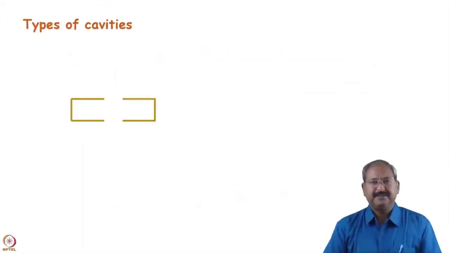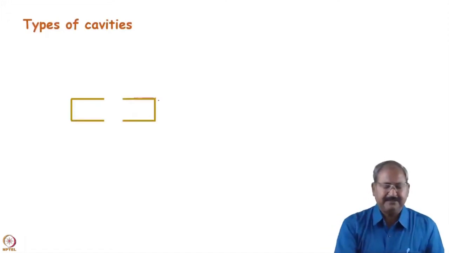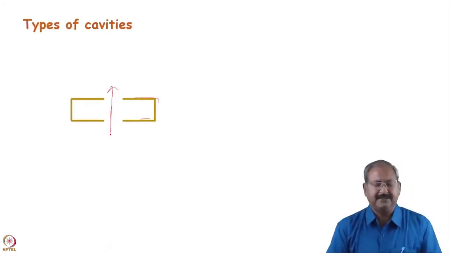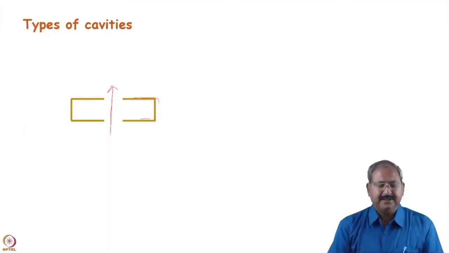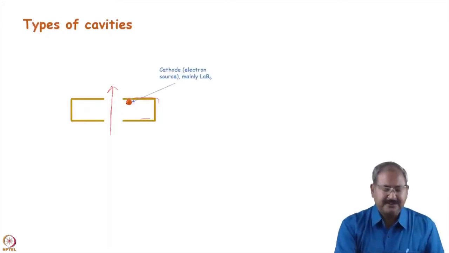Now we have obtained our formulation, and one parameter in our formulation was F. At that time we said that the position of the cathode inside the cavity dictates the value of F. Now we see how. Suppose this is a cavity and this gap is for the particle traversing through the RF cavity. Now we keep the cathode here.